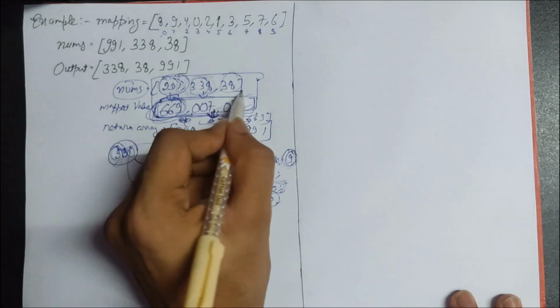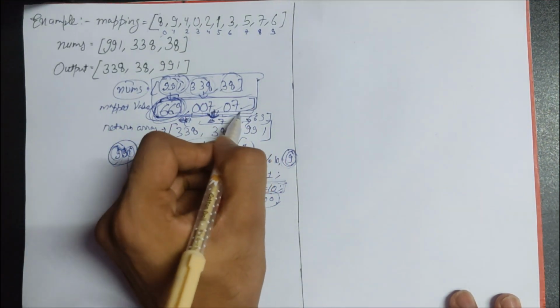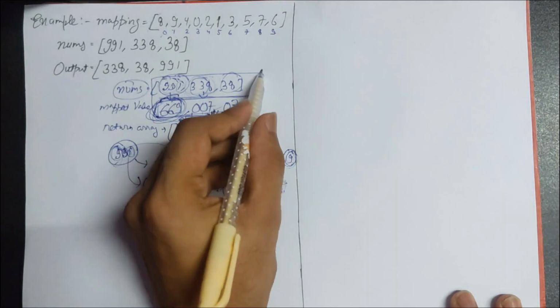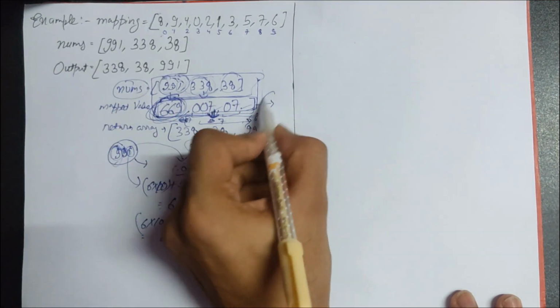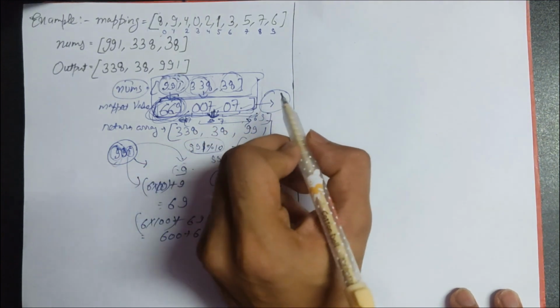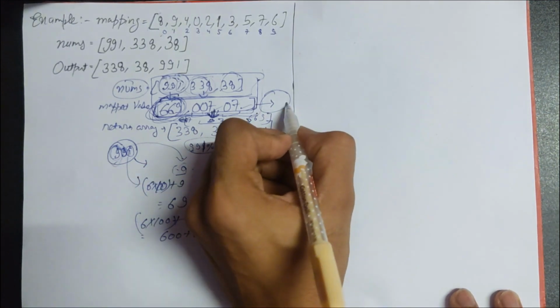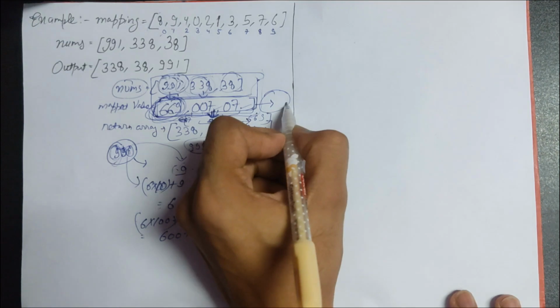So we will make a pair of these two vectors: 99, 338, 38, 669, 07 and 7, and we will just sort this pair. We will sort this pair by the first value.